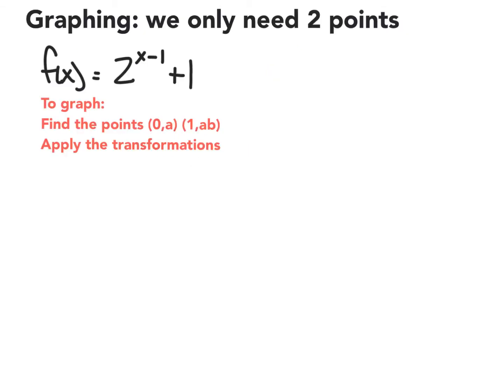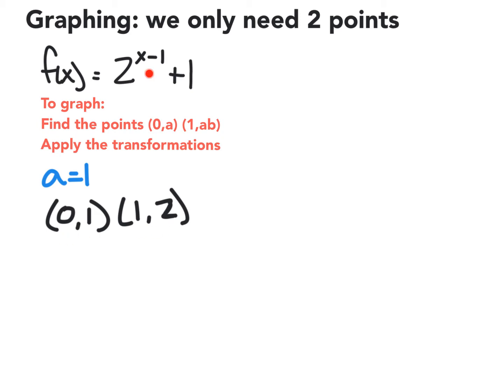What we do is we find the points (0, a) and (1, ab), then we apply the transformations. For this example, a equals 1 because there's nothing out in front of the b. b is the base of the exponent, if you didn't learn that last year. So the points I have for (0, a) and (1, ab) are (0, 1) and (1, 2).